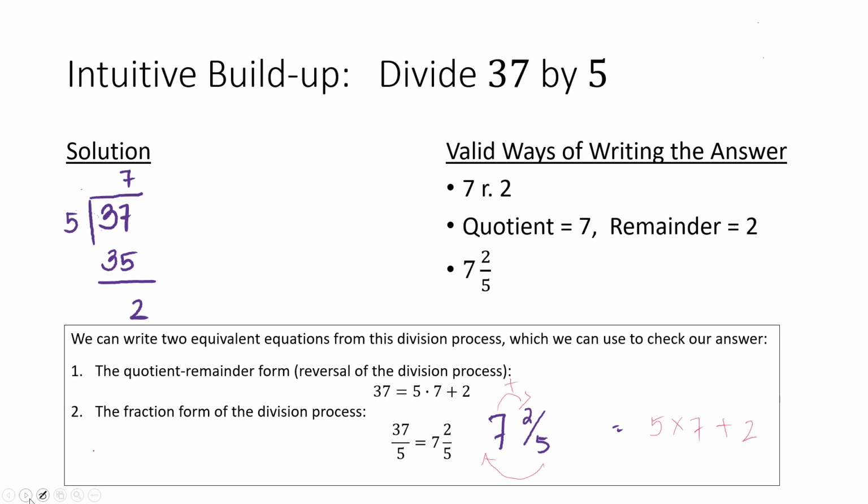Remember, we can check the answer. We can reverse the process by using the mixed numeral format. We multiply 7 by 5 and add 2. So that gives us 35 plus 2 equal to 37, which was the dividend. So notice that what we just did is equivalent to the quotient remainder form.